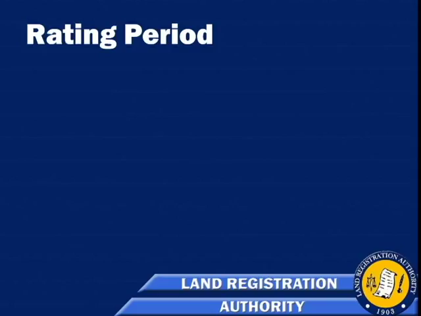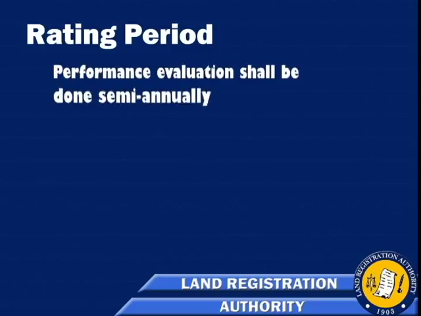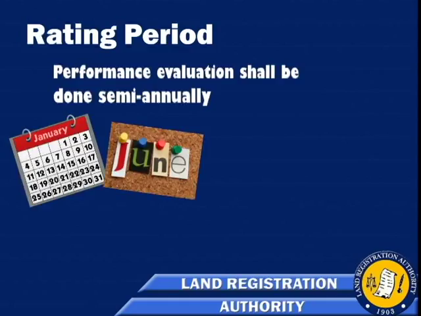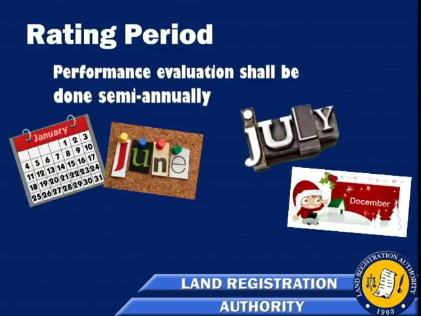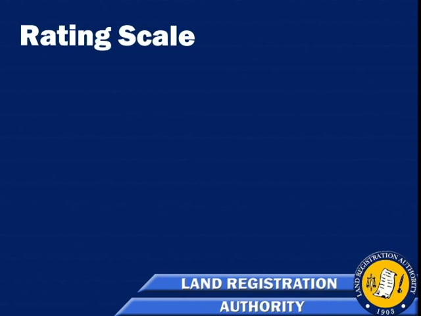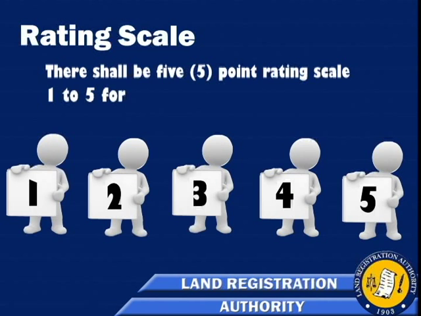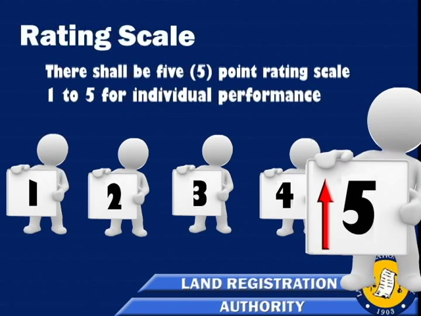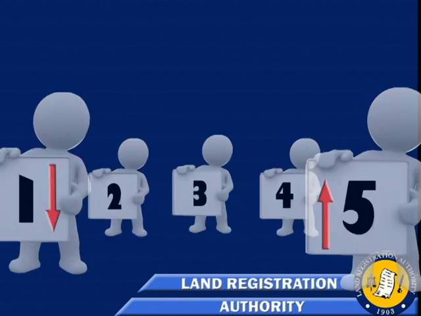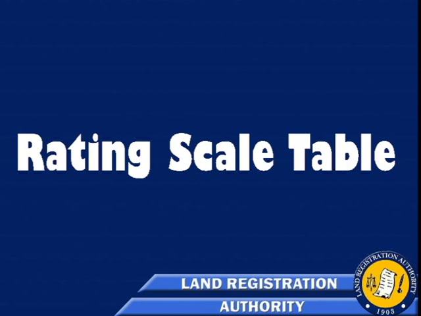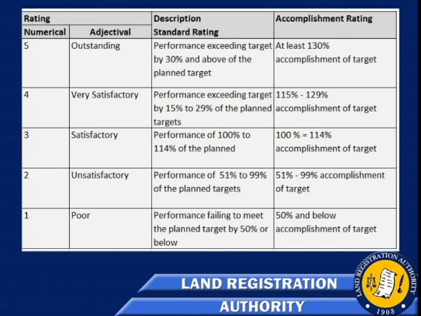Rating period. Performance evaluation shall be done semi-annually from January to June and July to December. The rating scale. There shall be a 5-point rating scale, 1 to 5, for individual performance, 5 being the highest and 1 the lowest. Let me show you the table of the rating scale.